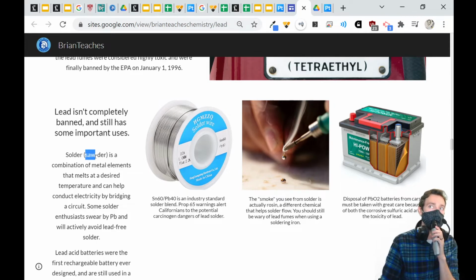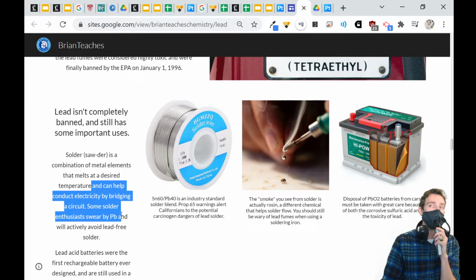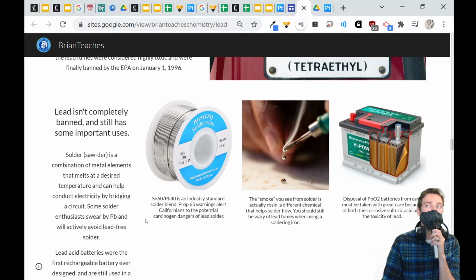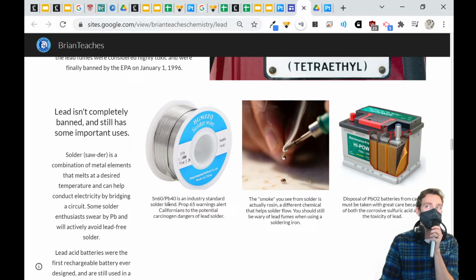Solder is a combination of metal elements that melts at a desired temperature and helps conductivity. Now, you can get lead-free solder. People don't like lead-free solder. It doesn't flow as well. It doesn't work as well. So the solder most people use is made of 60% tin, that's what Sn means, is tin, and 40% lead.